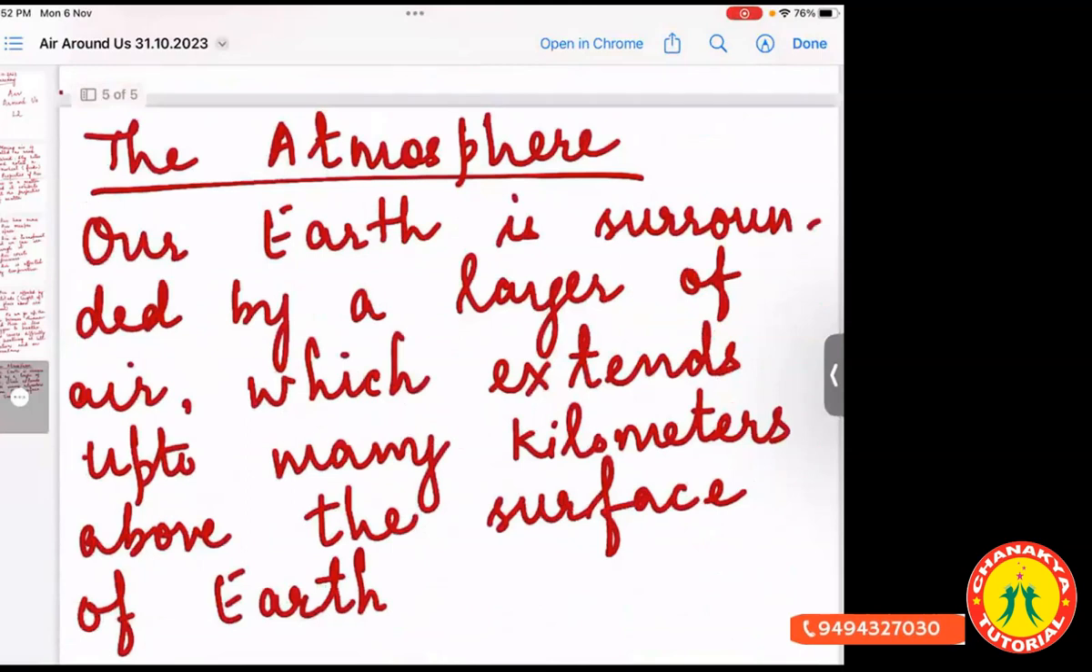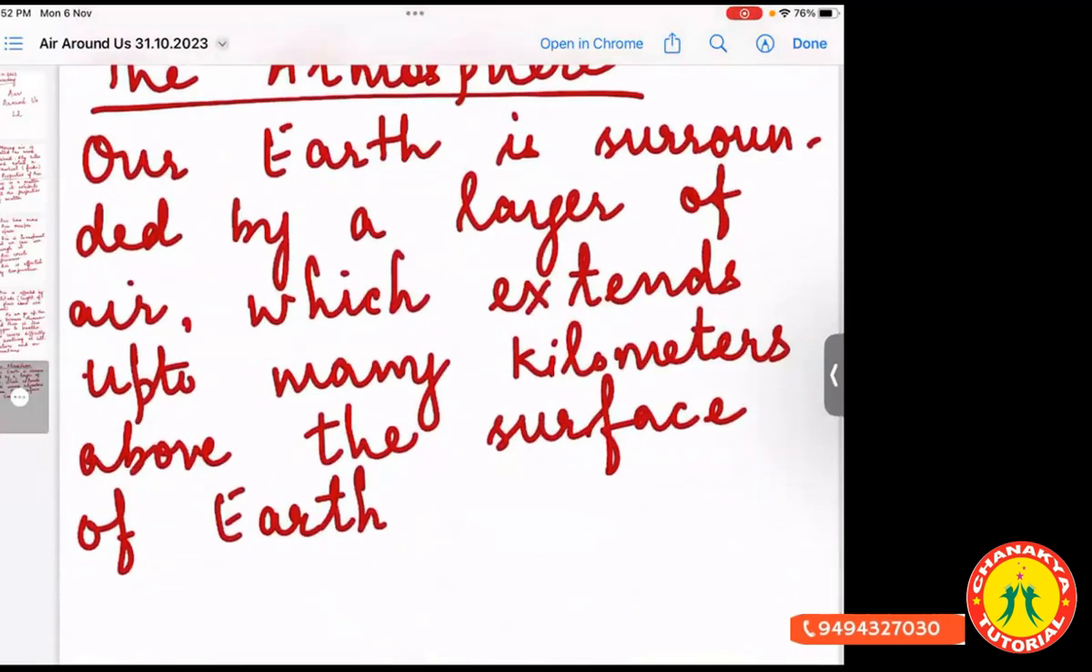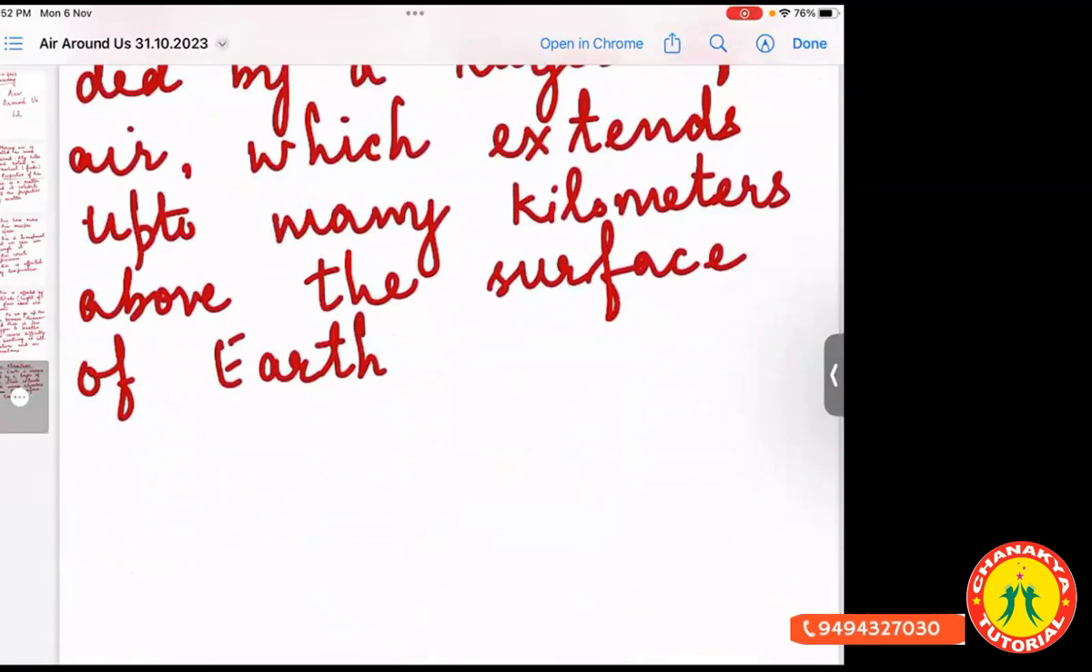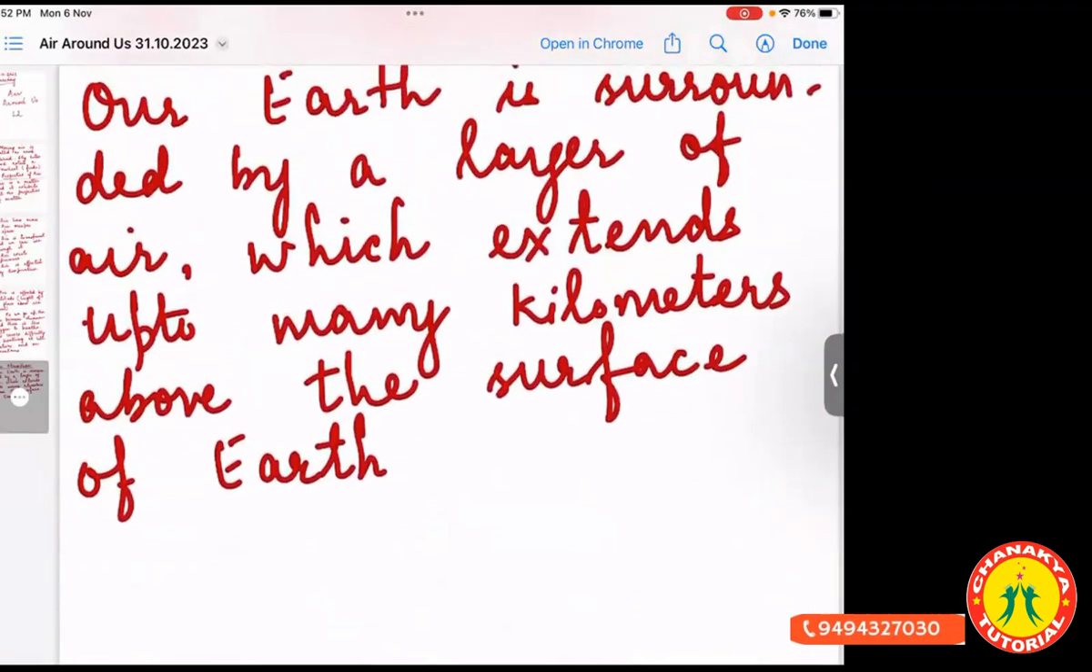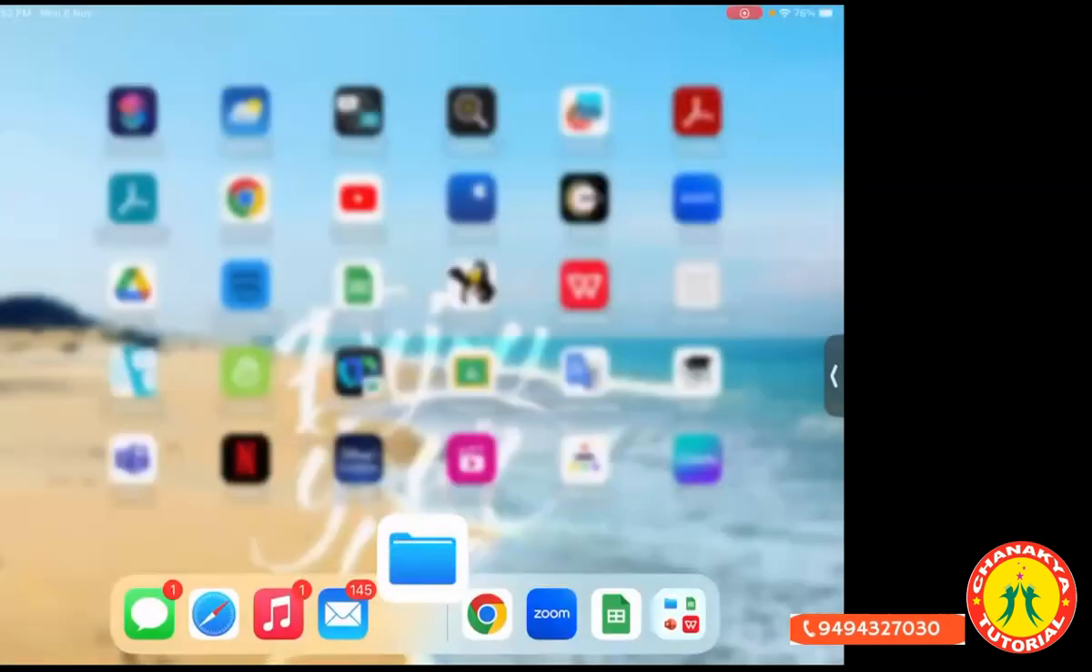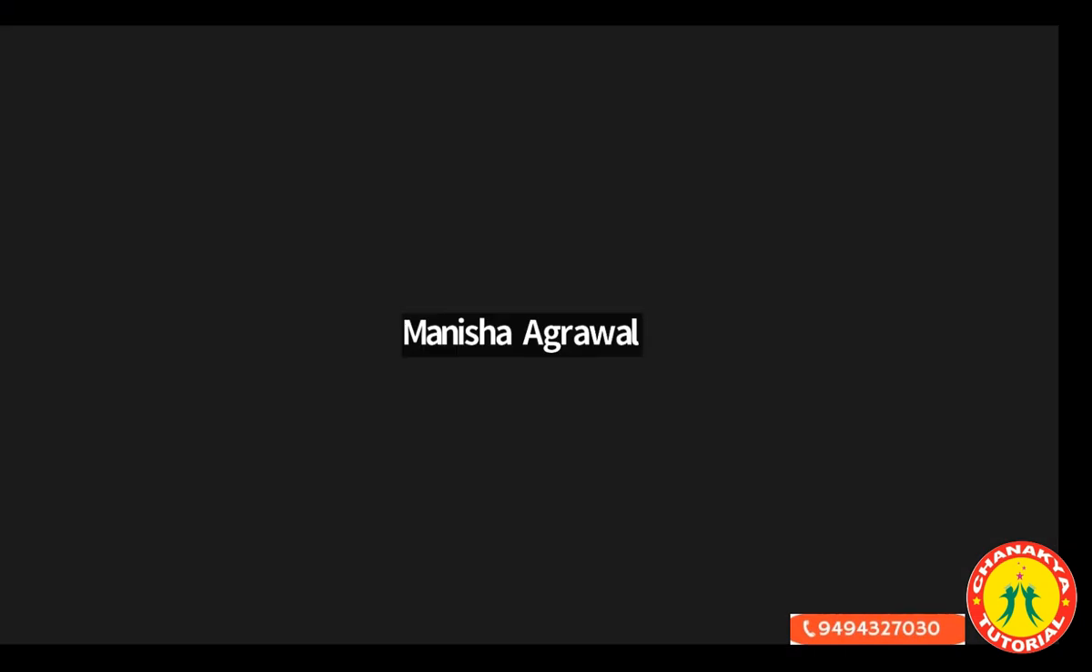Then the atmosphere: our earth is surrounded by a layer of air which extends up to many kilometers above the surface of earth. It is a kind of layer where the air is present and the earth is surrounded by that layer of air. Now, Shritesh, I have asked Adrit and Rishit, and now I would like to ask you, can we feel the atmosphere? No, ma'am. Can we touch it? I don't know, we might feel it, but we can't touch it.